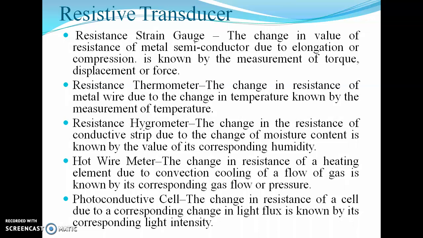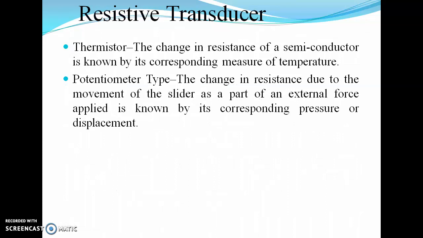Next is photoconductive cell. Here the change in resistance of a cell due to corresponding change in the light flux, and it is used to measure the light intensity, right? Then thermistor, the change in resistance of a semiconductor, and it is known to measure temperature.